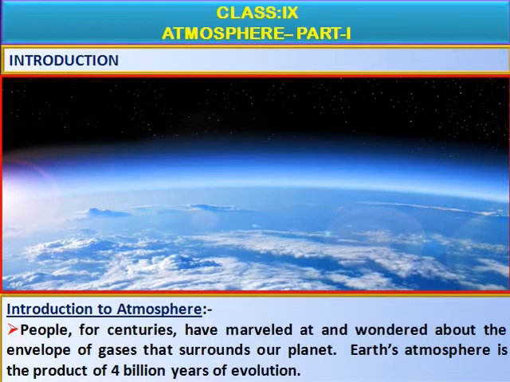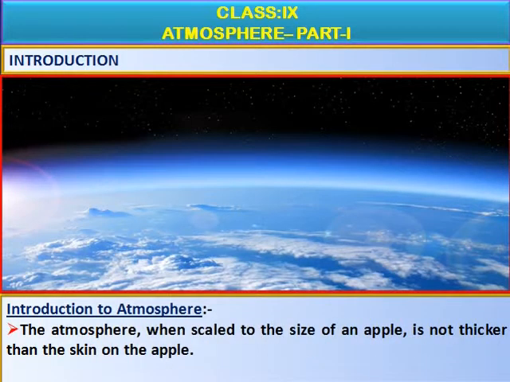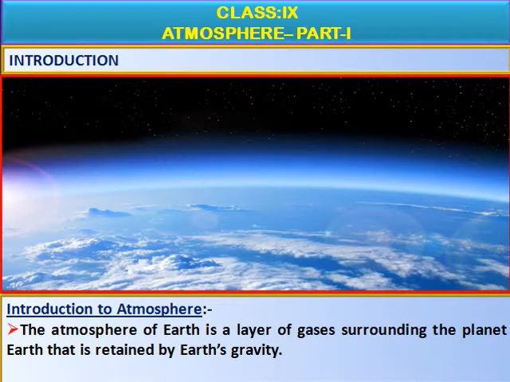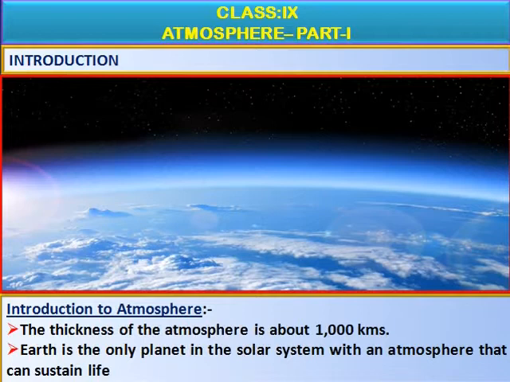People for centuries have marveled at and wondered about the envelope of gases that surrounds our planet. Earth's atmosphere is the product of 4 billion years of evolution. The atmosphere, when scaled to the size of an apple, is not thicker than the skin on the apple. The atmosphere of Earth is a layer of gases surrounding the planet Earth that is retained by Earth's gravity. The thickness of the atmosphere is about 1000 kilometers. Earth is the only planet in the solar system with an atmosphere that can sustain life.